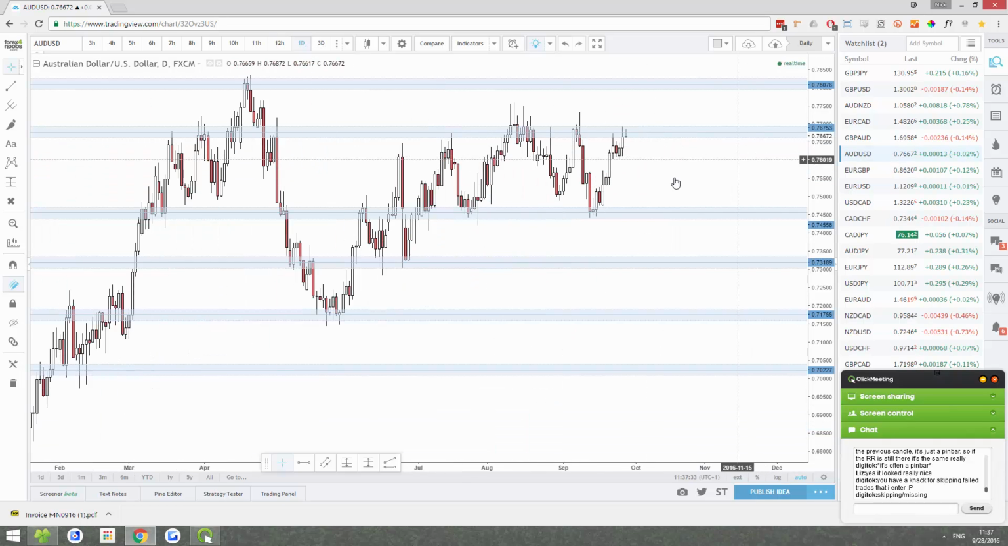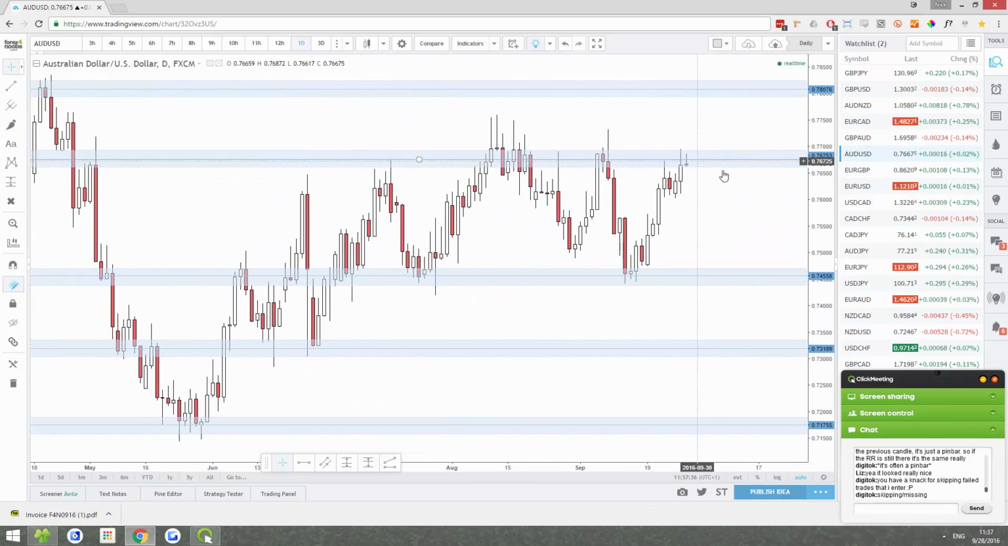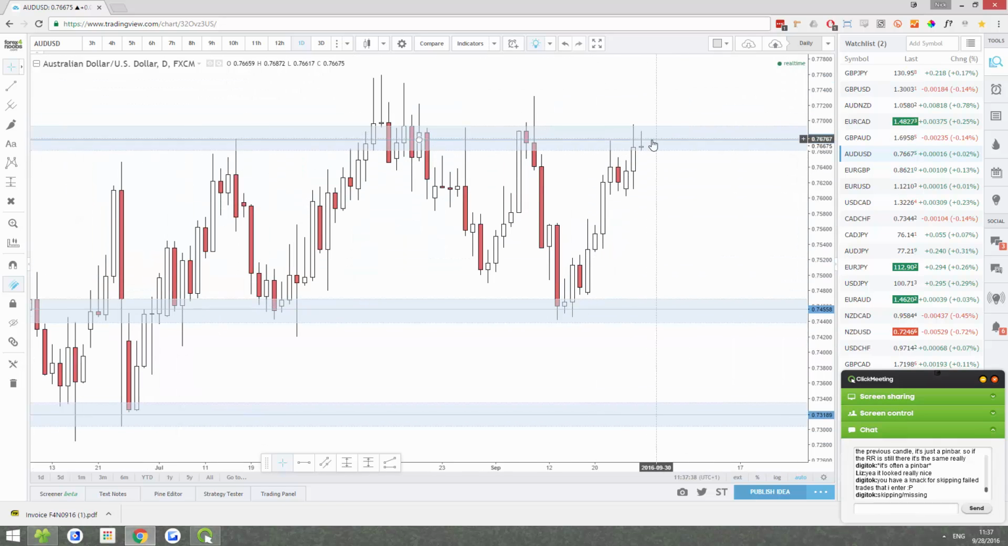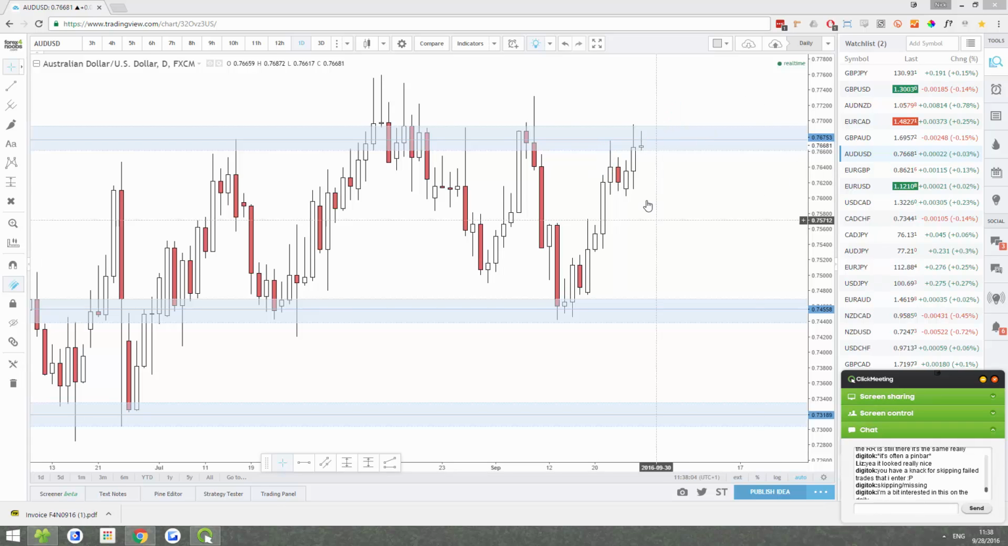AUDUSD, what is that up to? Oh yeah, we saw this earlier before the analysis. We took a quick look at this. Yeah, it's finally doing what... If you've been watching the analysis, we've been looking at this since last week, saying, oh, it's going to bounce off this resistance area, but it didn't quite do it. It came up here and then it pulled back. And I was waiting for this to happen. I was waiting for that indecision candle to form on this resistance area because it's a strong resistance area.